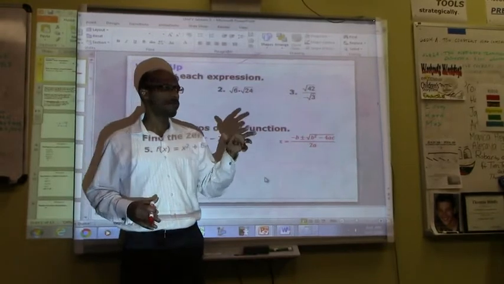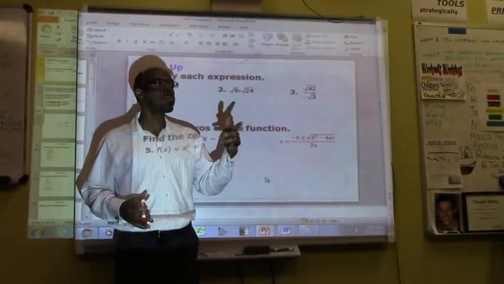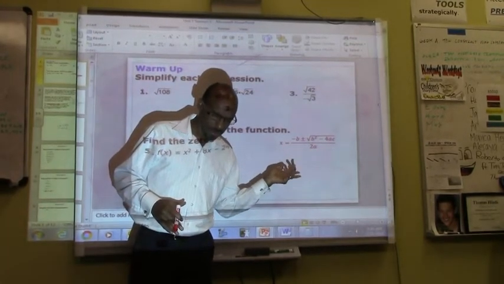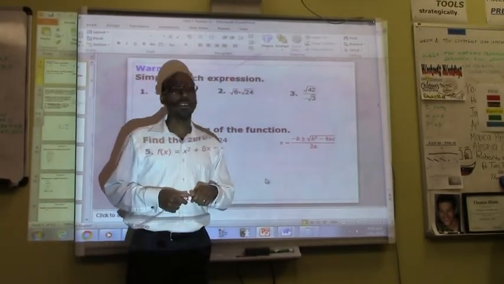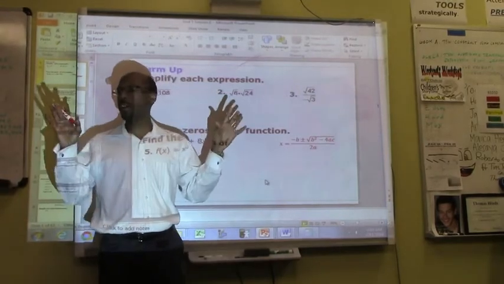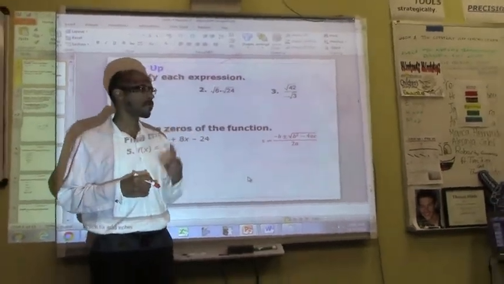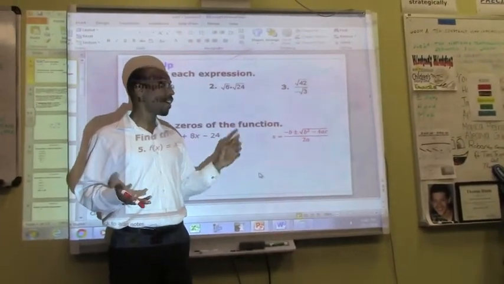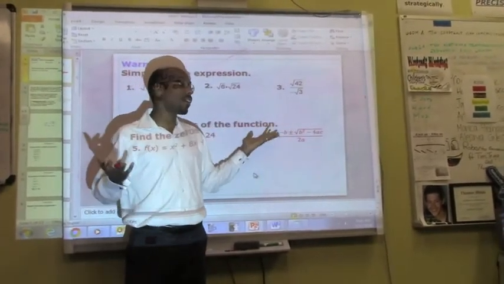One, two, three. X equals negative b plus or minus the square root of b squared minus 4ac all over 2a. Good deal, good deal. Anybody know another way to memorize it? You guys aren't going to be singers, but you're going to be smart kids, and that's cool.